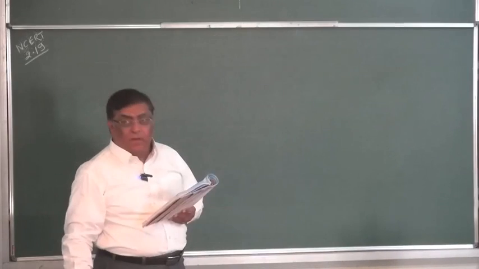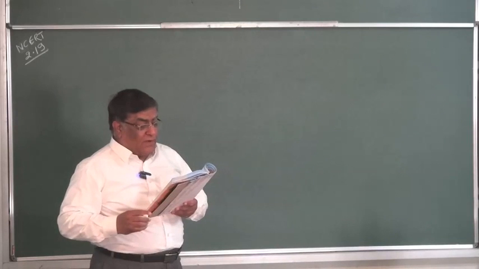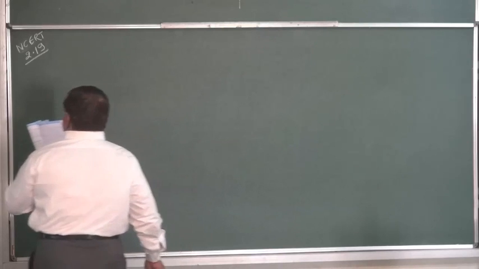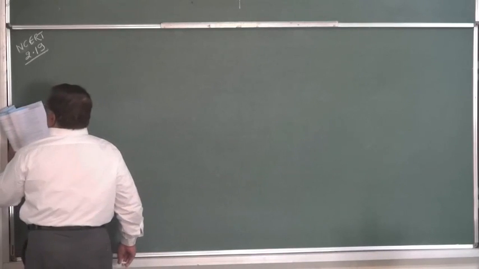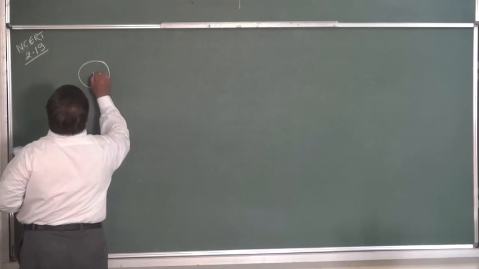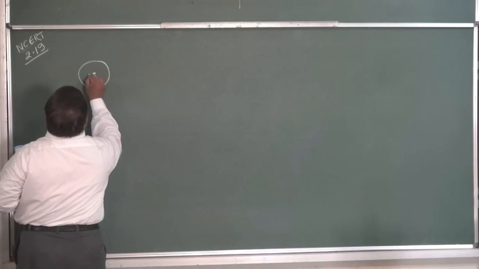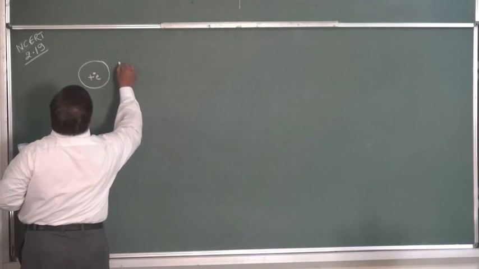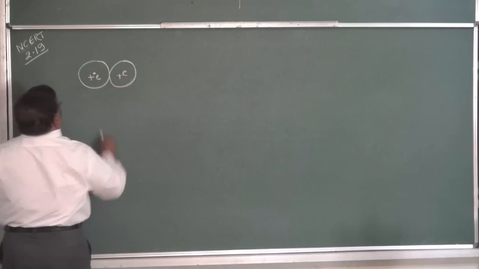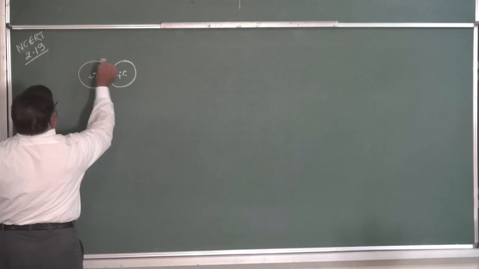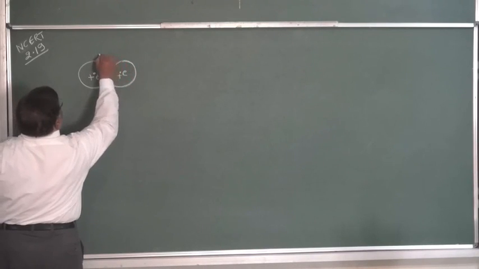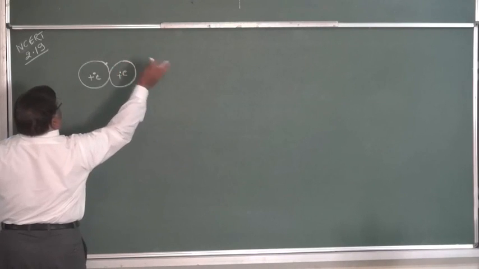Okay, now we go to the next question. If one of the two electrons of H2 molecule is removed, we get a hydrogen molecule ion H2 plus. This is one H. This is another H. And there were two electrons. One electron is here, other electron is removed.